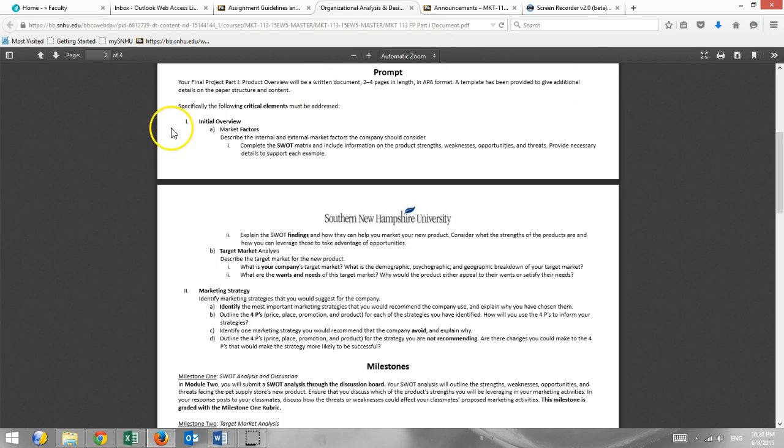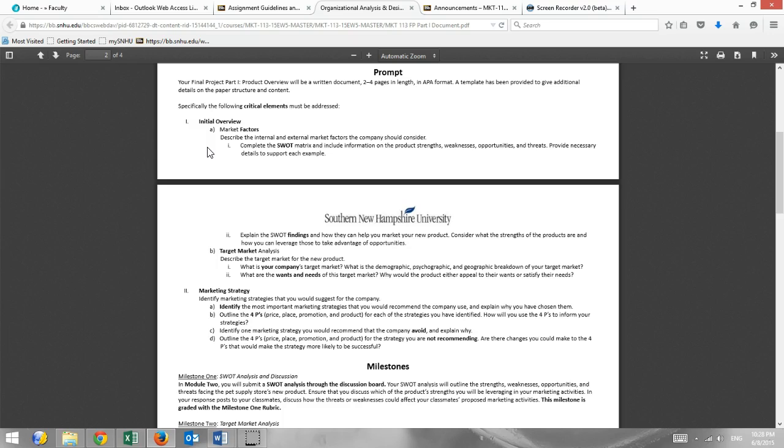You have here, how is this paper divided? You have an initial overview, where you're going to discuss the market factors. You're going to talk about the SWOT analysis. Then you're going to talk about the target market analysis. This part, you already have done it. So this is basically going to be plugging in the information that you have already worked on.